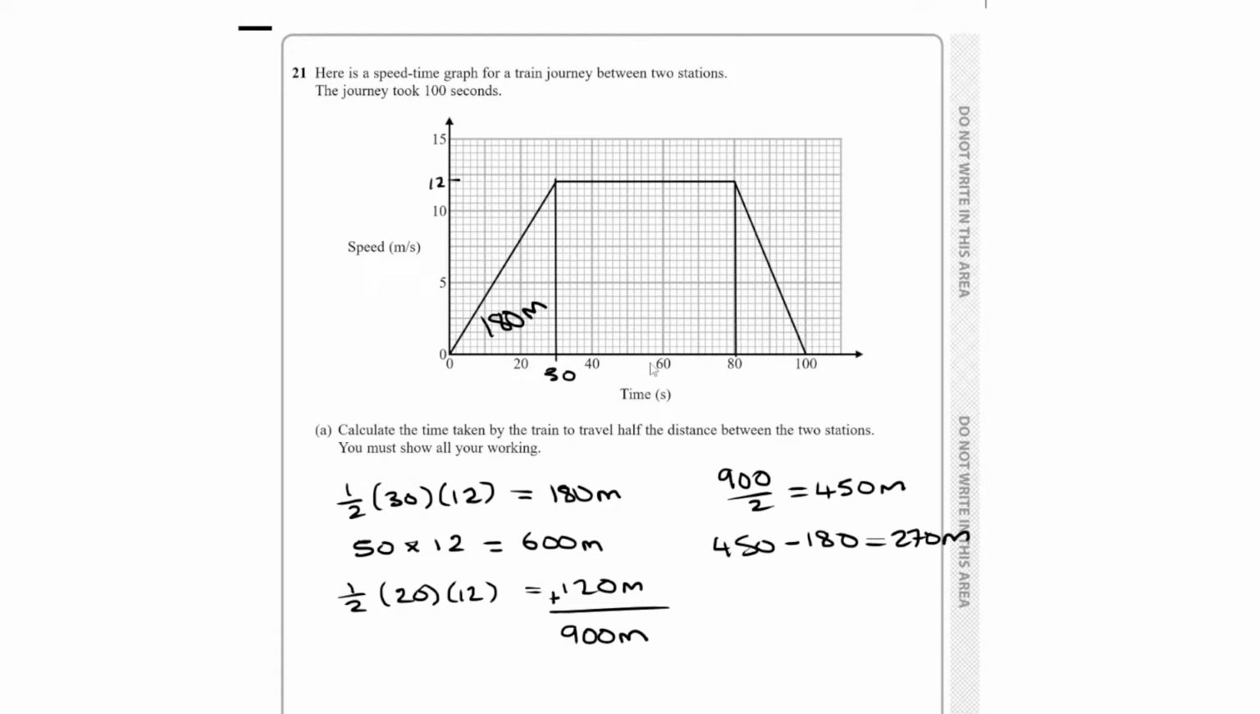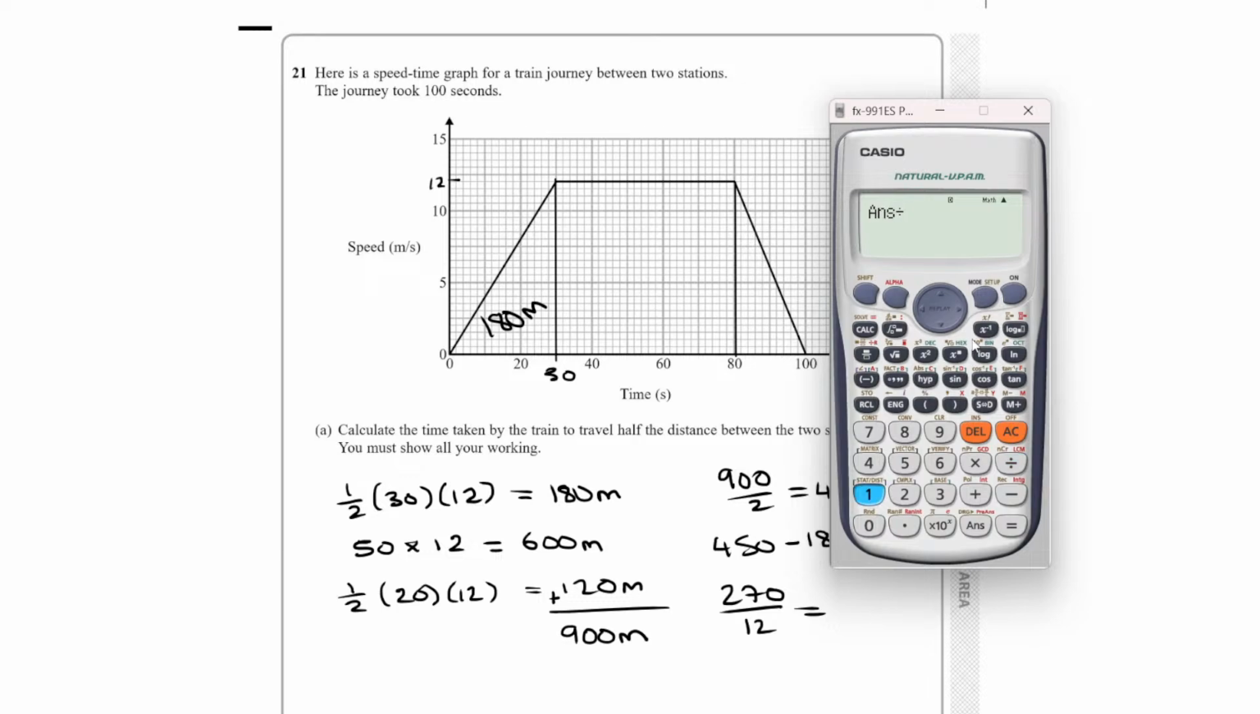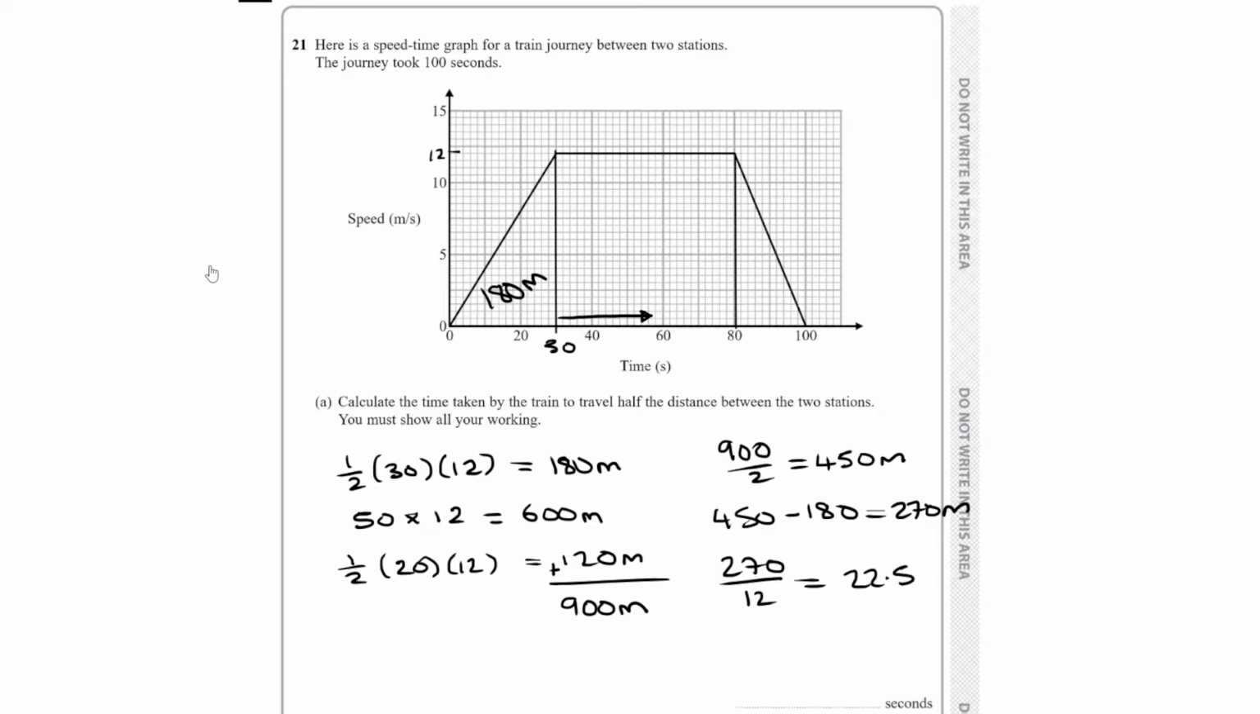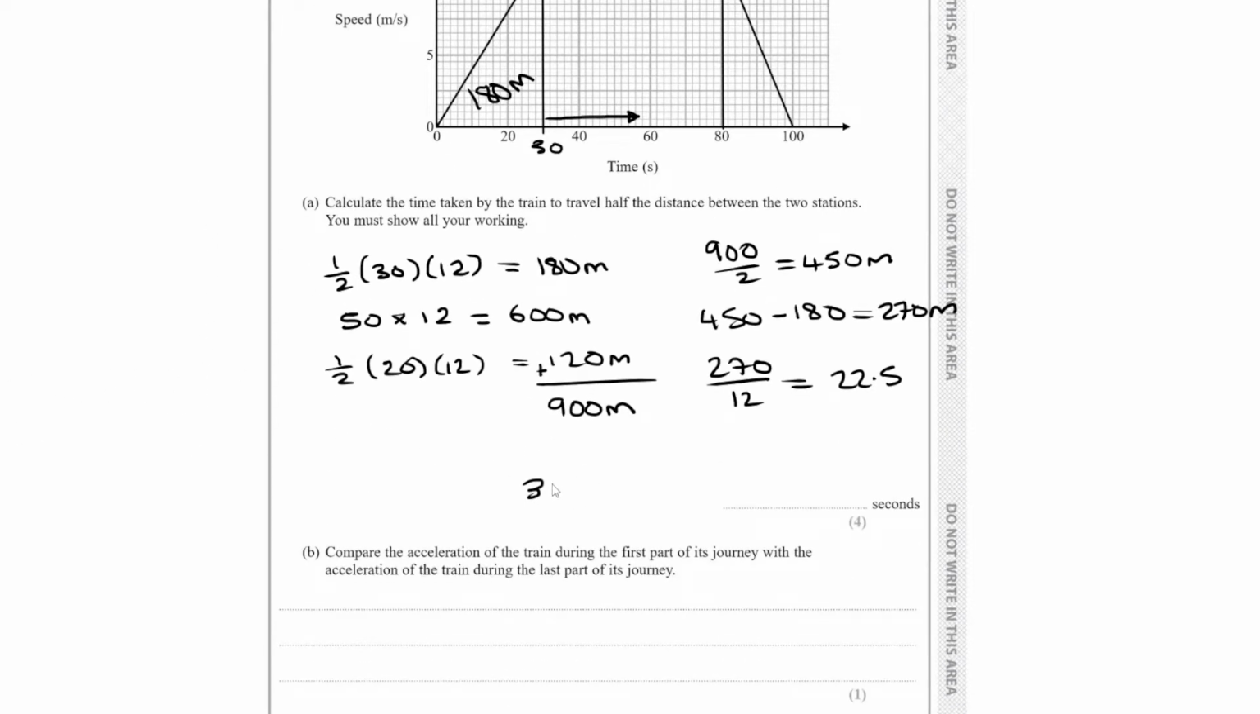Well, we're trying to find the x-axis of the time. We know the height is still 12, the speed. So take your distance, divide by the speed, and it will give you the time. 22.5 seconds. Now, that's not the final answer, though. 22.5 seconds from 30 seconds, right? We're starting at 30 seconds. We've already accounted for the 30 seconds, haven't we? So your final answer would be the 30 seconds from that triangle already, plus an extra 22.5 seconds from the rectangle, so 52.5 seconds.